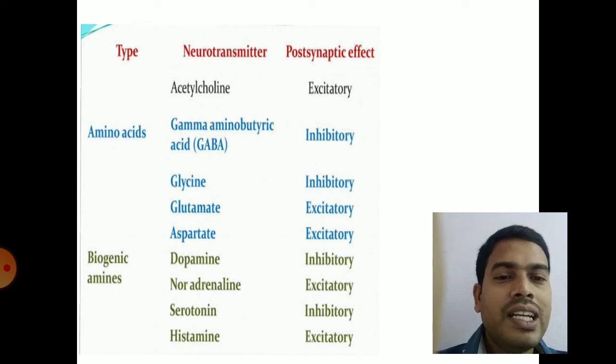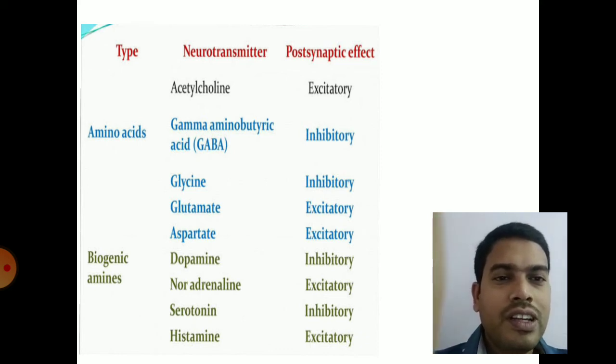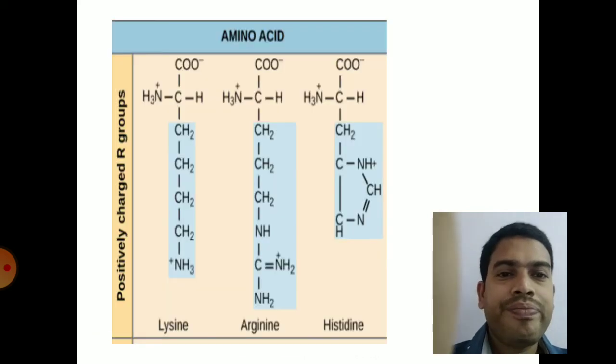Dopamine is inhibitory. Noradrenaline is excitatory. Serotonin is inhibitory. And histamine is excitatory. So those are the functions of amino acids in the process of neurotransmission.